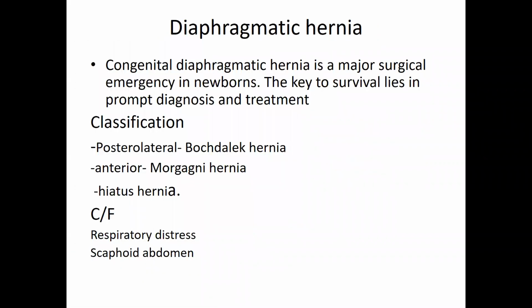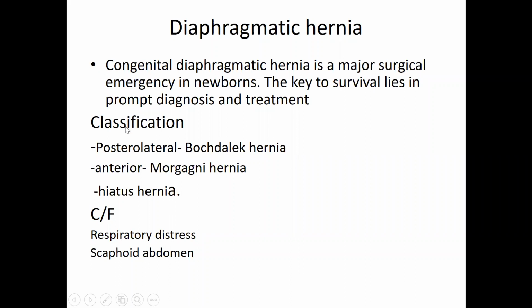Okay, so another important one is the diaphragmatic hernia. What will happen in the diaphragmatic hernia? This is one of the common congenital anomalies in newborn babies, okay, which needs prompt diagnosis and treatment. Otherwise, the patient will have morbidity and mortality as well, okay.